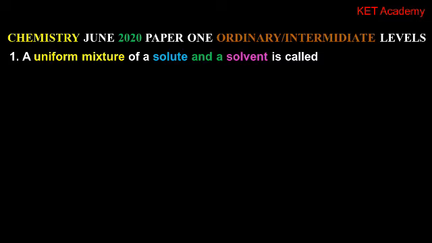Now the first question says: a uniform mixture of a solid and a solvent is called. So here, if you look at it, I've highlighted the most important terms. We look at these terms, we see a solid and a solvent. What is a solid? Generally speaking, a solid can be, for example, sodium chloride, our normal kitchen salt.